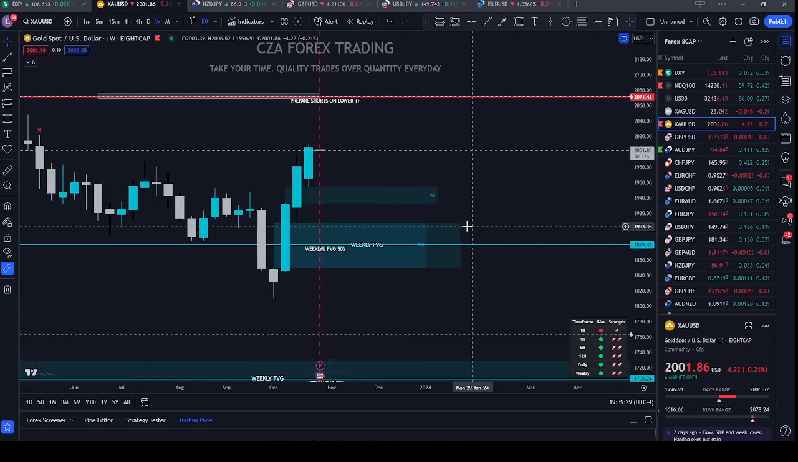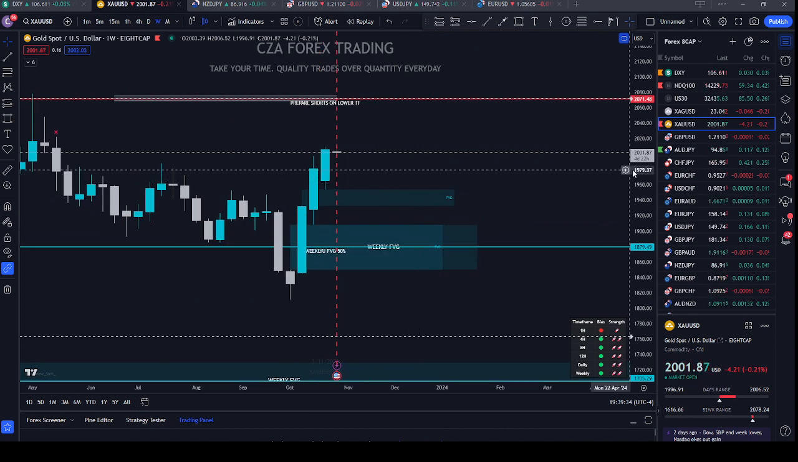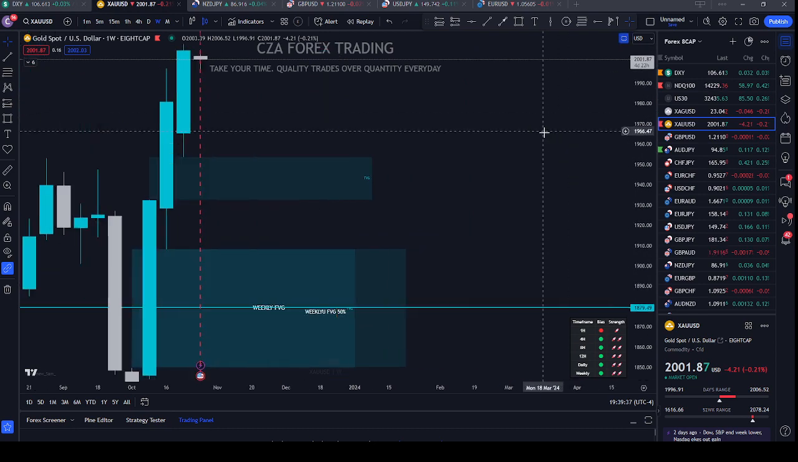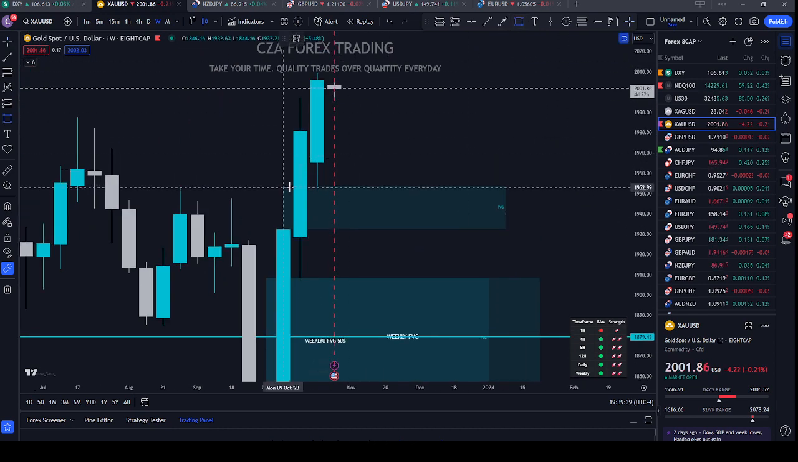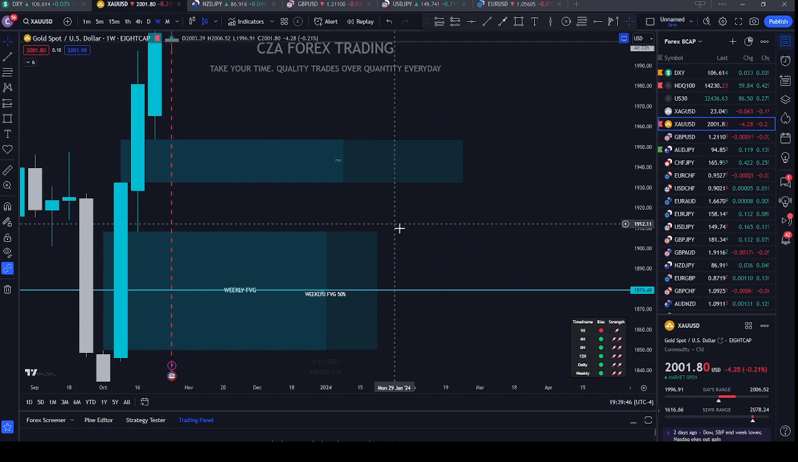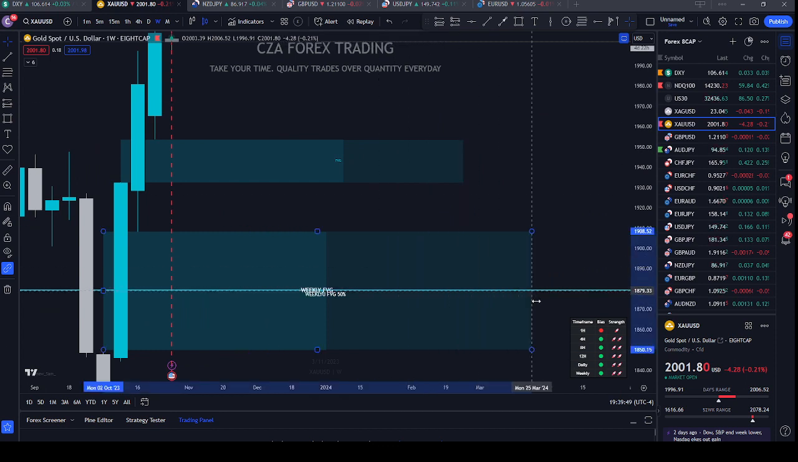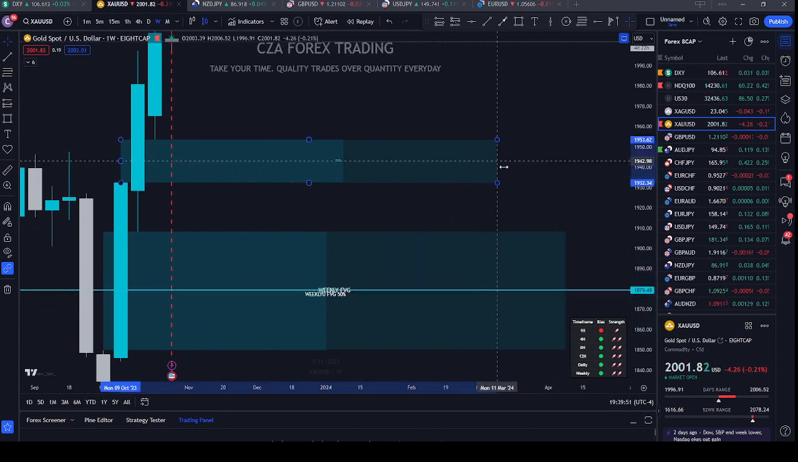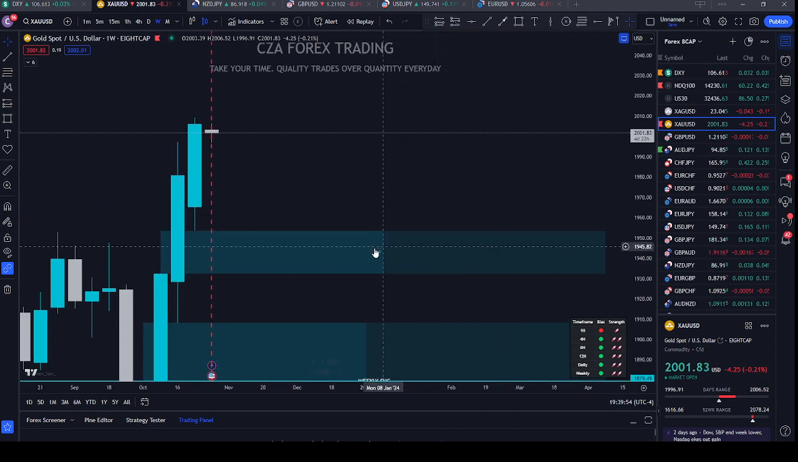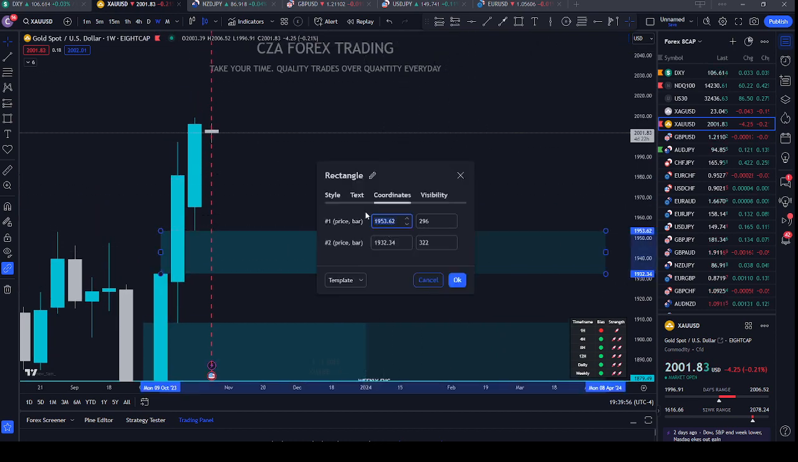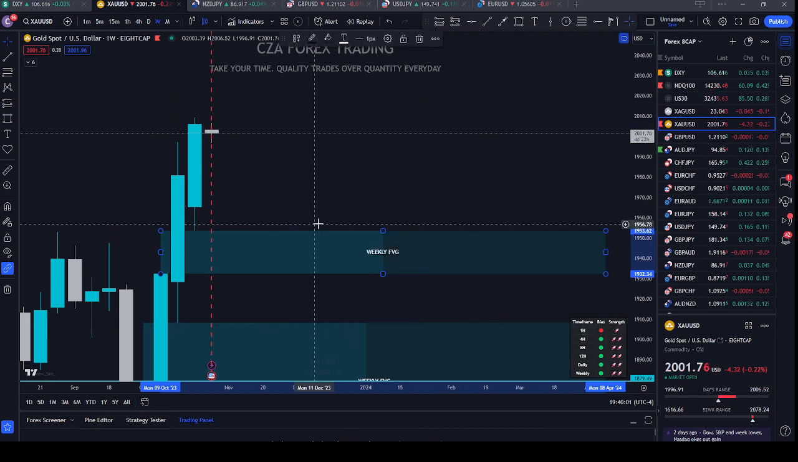Alright, so fair value gap over here, 50% range is identified. And then we also have another fair value gap right over here. Bullish, we're looking for bullish momentum. We are on a bullish trend. Move this forward a little bit. Weekly fair value gap. Identify our halfway point.